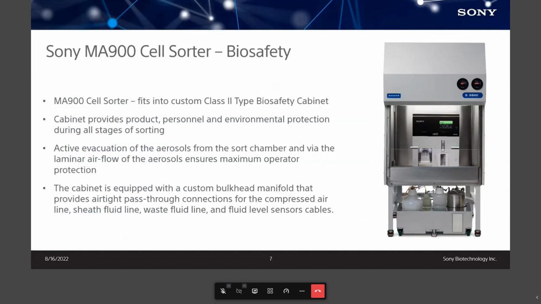Additionally, because you're in this multi-user environment, some of these applications may require biosafety considerations, right? So the MA900 can actually fit into a custom Class 2 biosafety cabinet that provides product, personnel, and environmental protection during all stages of the sorting. You have basically 2 forms of protection. You have an aerosol management system from the sort chamber, as well as the laminar flow of the biosafety cabinet itself, and that ensures maximum operator protection.